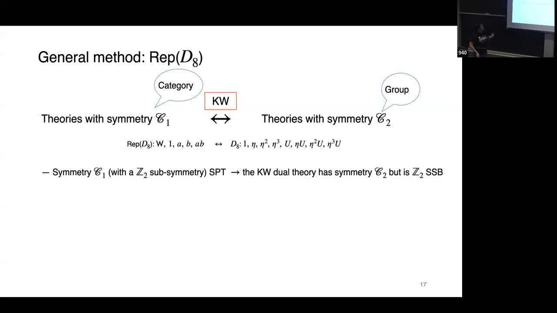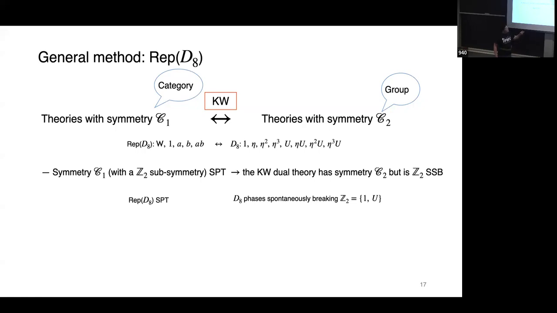So for a symmetry C1, the non-invertible symmetry with a Z2 subsymmetry, for C1 SPT we gauge the Z2, and we can get the phases with symmetry C2, but the Z2 is spontaneously broken. So for example, the Rep(D8) SPT phase is due to the D8 phases that spontaneously break the Z2, where the Z2 is generated by U.